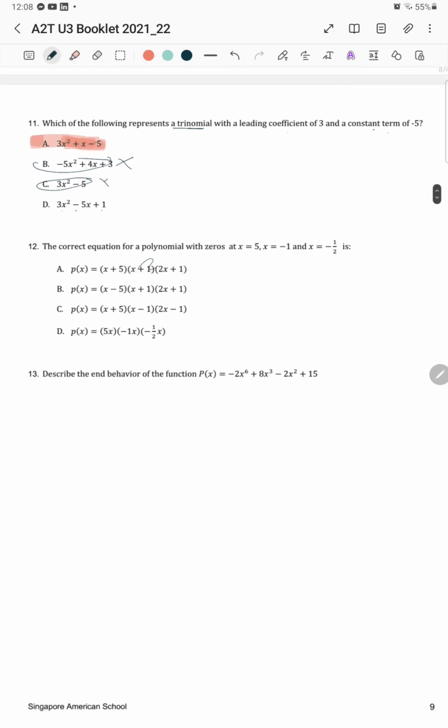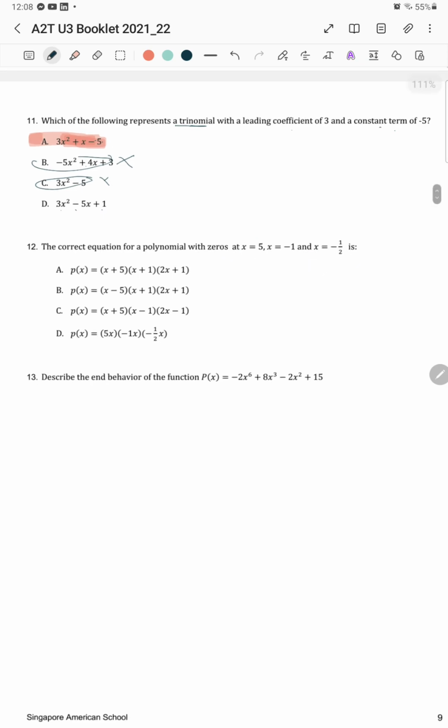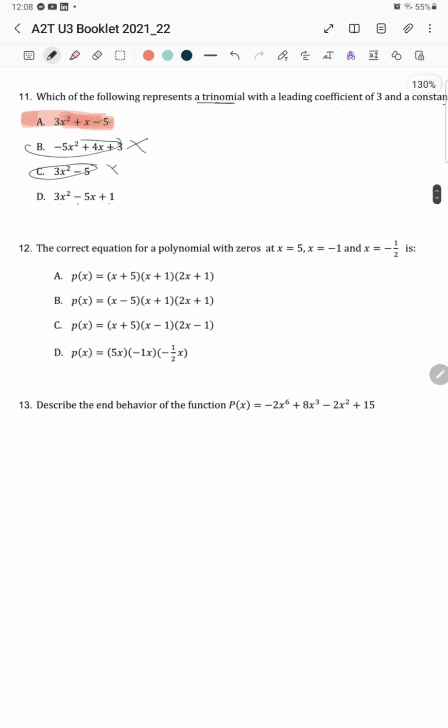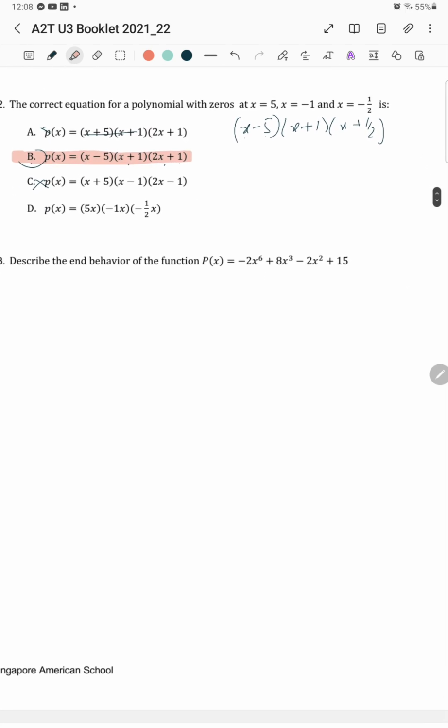The correct equation for a polynomial with zeros at x equals 5, x equals -1, and x equals -1/2 is x minus 5, x plus 1, x plus 1/2. So we should have x minus 5. So x minus 5 is the option, x plus 1, x plus 1/2. Determine the end behavior of the polynomial p of x equals minus 2x to the power 6, degree is equal to 6.